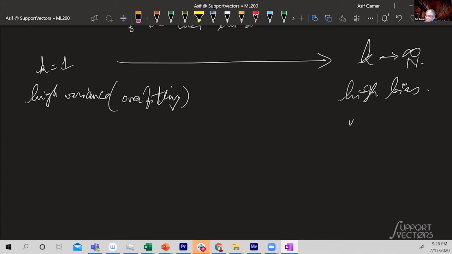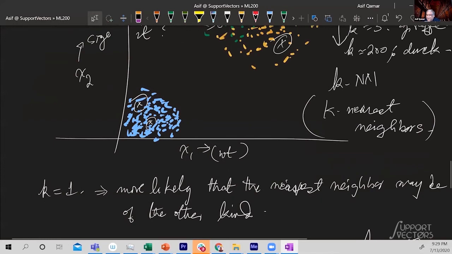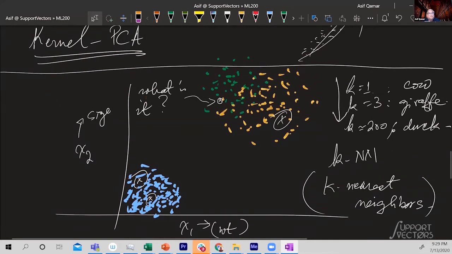What a terrible spelling I have. It degenerates into the baseline or 0R classifier. What does the baseline or 0R classifier say? Its answer to every question is the majority, whichever is the most common. So in this space of cows, ducks, and giraffes, it turns out the ducks are most common. A baseline classifier doesn't care about anything. It won't even care about the neighborhood. It will always answer, to any question of what animal it is, that it's a duck. Right?